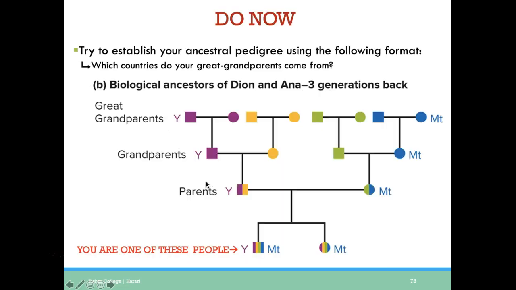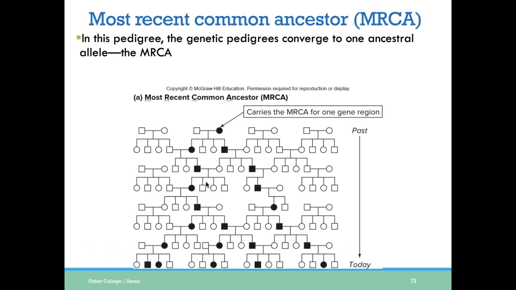So I want to discuss the most recent common ancestor. The most recent common ancestor is a useful term to describe genetic ancestry. It is the specific genomic region. So the most recent common ancestor is not a person. It's a gene region that has been passed down unchanged to two or more current individuals. So the most recent common ancestor is a specific genomic region that's shared by two or more people, and that was passed down generation to generation.